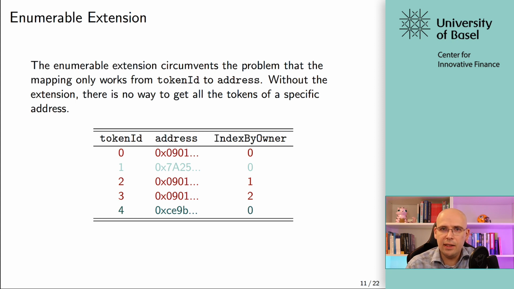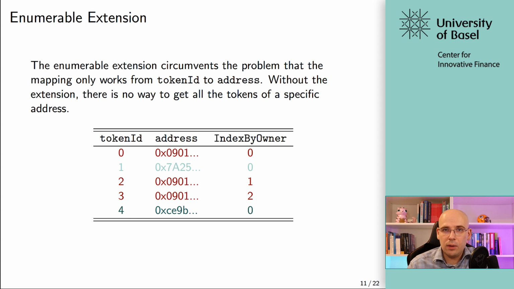It's somewhat confusing. In the specification, it's called the enumeration extension. In practice, on OpenZeppelin, whenever it's implemented, it's usually referred to as the enumerable extension. So that's what we also decided to go for. The idea is that there should be a way to circumvent the problem that the mapping only works from the token ID to the address. It's important to understand that if you wouldn't have this extension implemented, there would be no way to get all the tokens of a specific address.